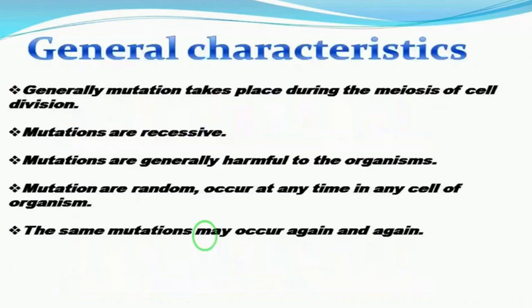The next one, general characteristics of mutation. Generally, mutation takes place during meiosis of cell division. Mutations are recessive. Mutations are generally harmful to the organisms. Mutations are random and occur at any time in any cell of the organism. The same mutations may occur again and again.